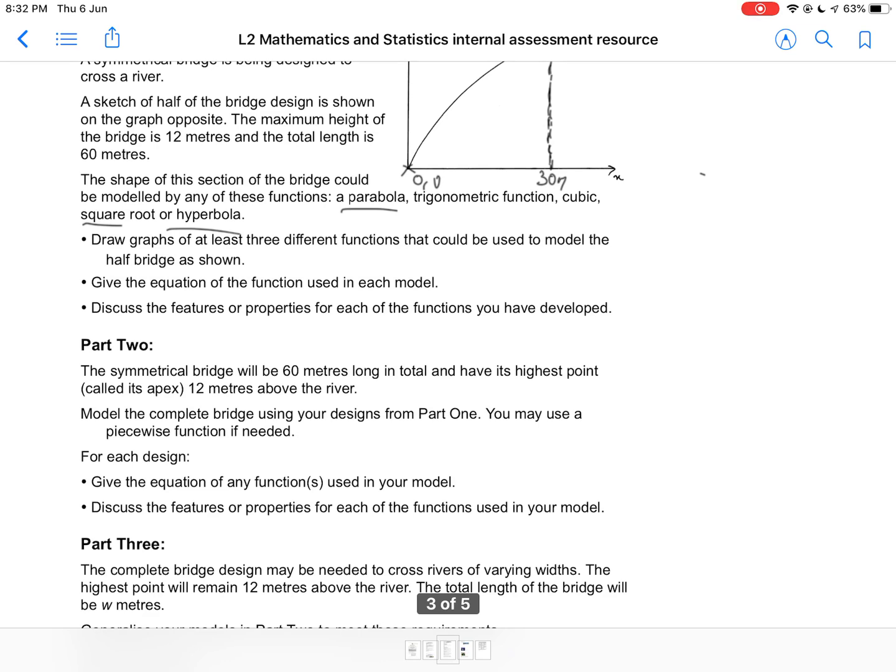Okay, so we're going to be covering part 2 of the part C question on the TKI website. Okay, we'll get straight back into it. The symmetrical bridge will be 60 meters long in total and have its highest point, call its apex, 12 meters above the river. Model the complete bridge using your designs from part 1. You may use a piecewise function if needed. For each design, give the equation of any functions used in your model. Discuss the features or properties for each of the functions used in your model.